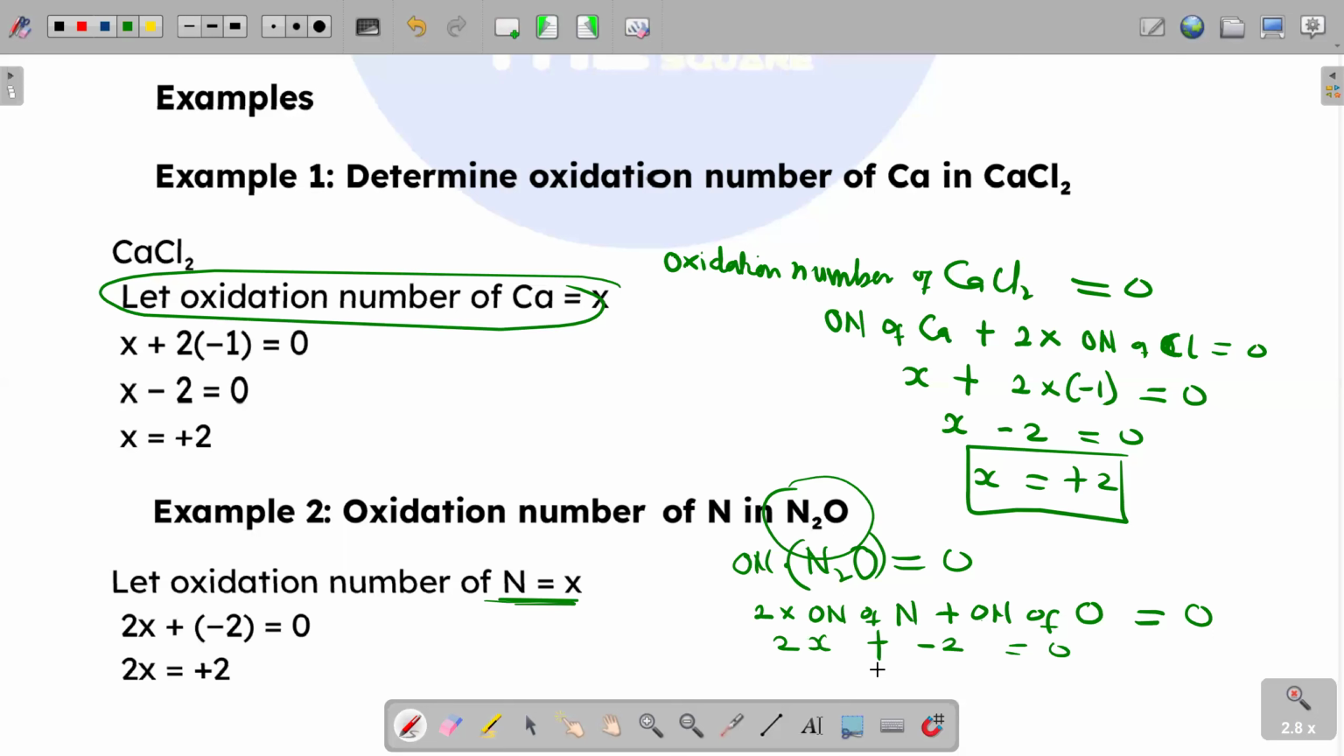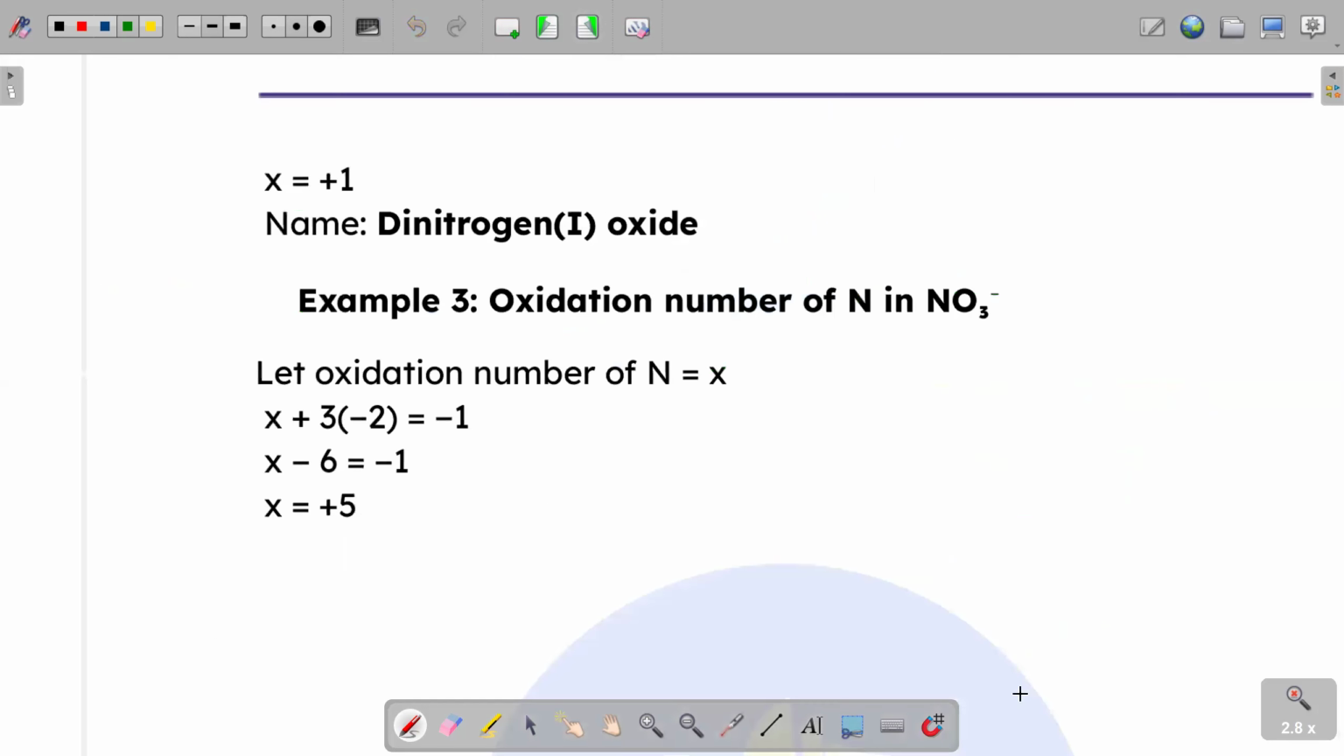So from here, we have 2X equals 2. If we divide both sides by 2, you get X to be +1. So we say the oxidation state of nitrogen in N2O is +1. That's why we name it dinitrogen oxide, or nitrogen 1 oxide, N2O.